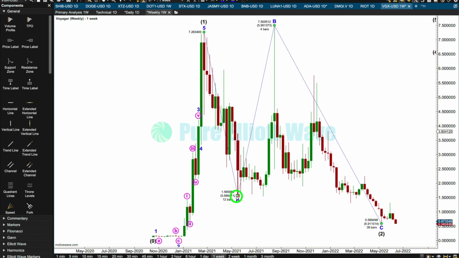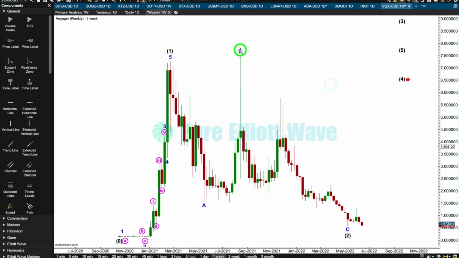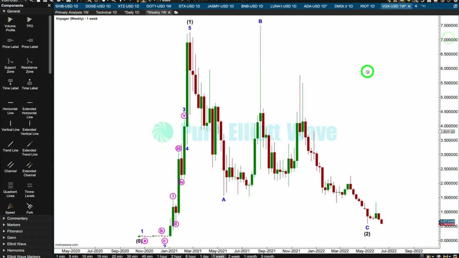Oh, maybe it ends here. Okay, well, let's focus on C. Whatever A and B is, B moved beyond the start of A, so this second wave correction looks like an expanded flat. Let's just calculate the length of B in relation to A. Oh, B is a 1.04 length of A, so this is a regular flat, not an expanded flat. So I wouldn't expect C to be that long.